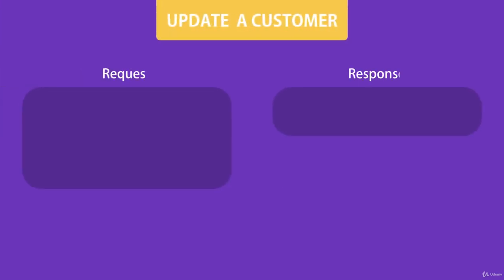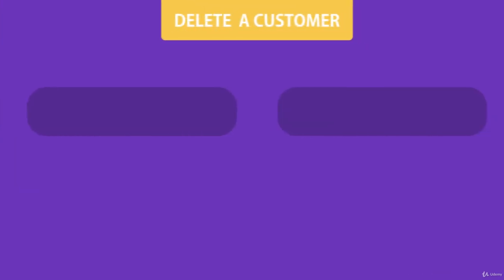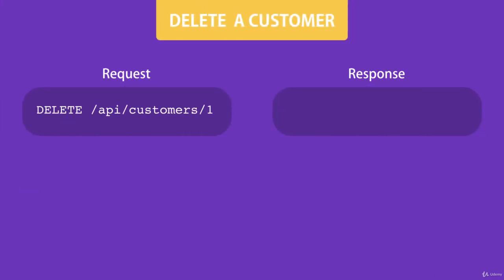Now, to update a customer, we should send an HTTP PUT request to this endpoint. And note that again here, we're specifying the ID of the customer to be updated. But also, we should include the customer object in the body of the request. So this is a complete representation of the customer object with updated properties. We send this to the server, and the server updates the customer with the given ID according to these values. Similarly, to delete a customer, we should send an HTTP DELETE request to this endpoint. But here we don't need to include the customer object in the body of the request, because all we need to delete a customer is an ID.